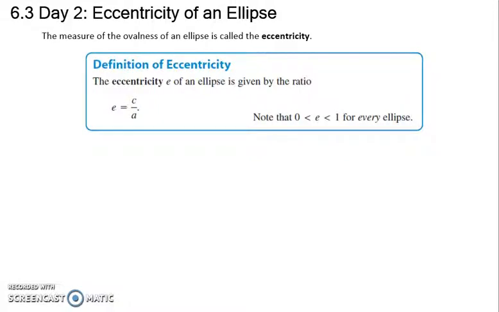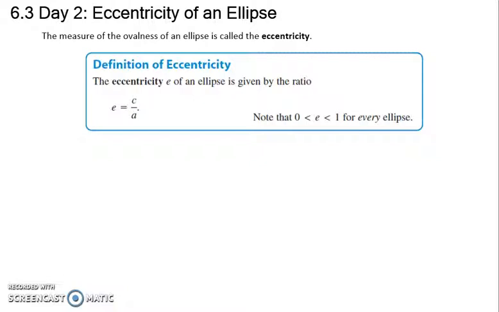Alright, in this video we're going to talk about section 6.3, day 2, the eccentricity of an ellipse. So the measure of the ovalness, how elongated an ellipse is, is called the eccentricity. We're going to measure eccentricity with the ratio of C to A. So e is equal to c over a.